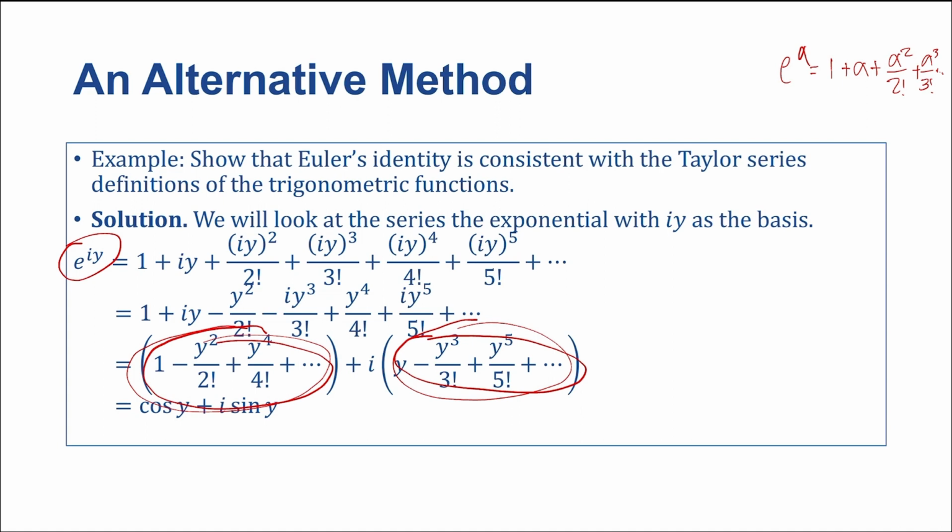I find this proof to be really nice, and factoring out the i and separating the even and odd powers is a subtle trick, but it is incredibly helpful. I find it to be the most intuitive way to derive the Euler identity if you know the Taylor series for the exponential and the two elementary trig functions.